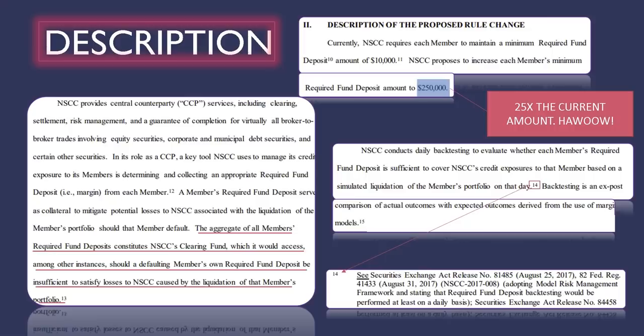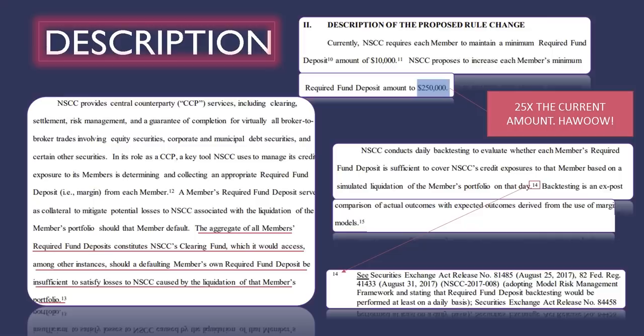In its role as a CCP, a key tool NSCC uses to manage its credit exposures to members is determining and collecting an appropriate required fund deposit, or margin, from each member. This is the margin call filing. We all got it wrong. 002 was supplemental liquidity deposit. This is margin deposit. So a member's required fund deposit serves as collateral to mitigate potential losses to NSCC associated with the liquidation of the member's portfolio, should that member default.